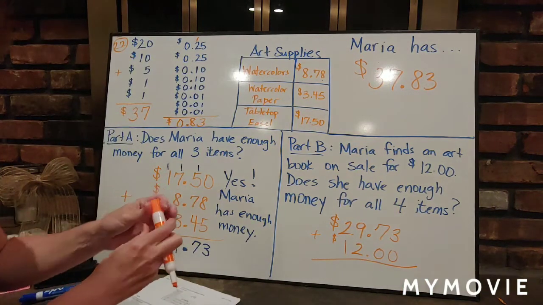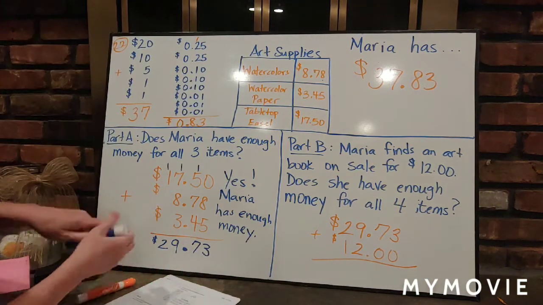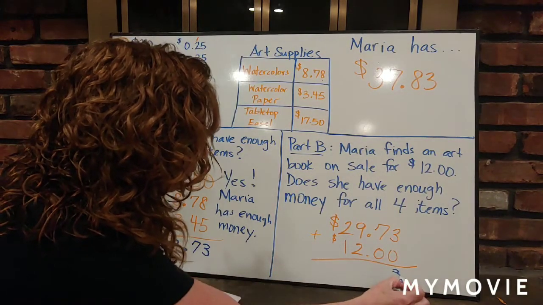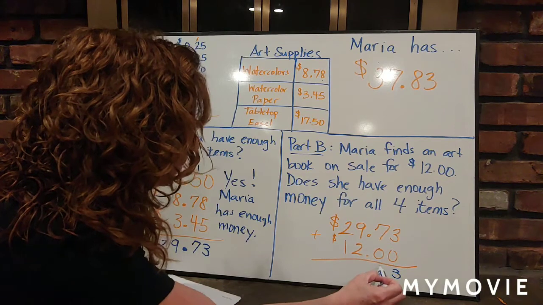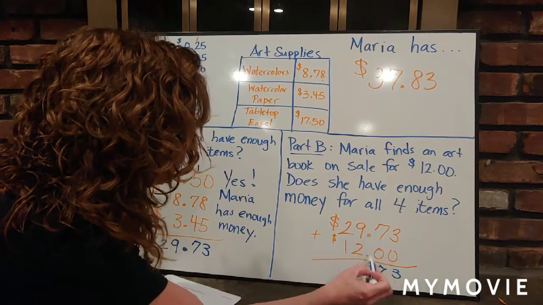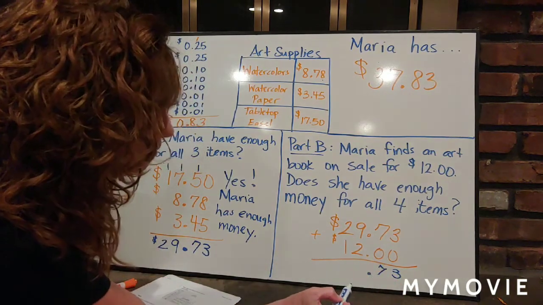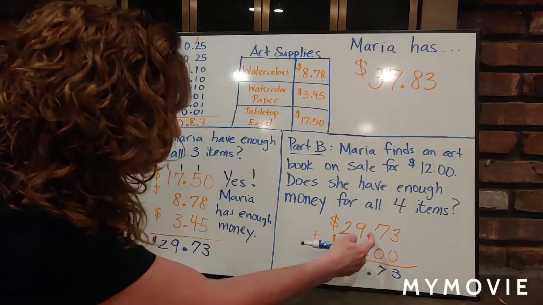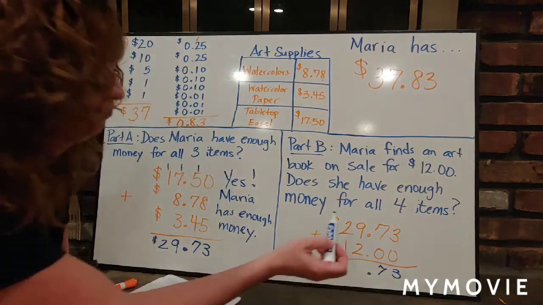Alrighty, so let's add it up. I'm going to change my marker so we can see it a bit more clearly. 3 plus 0 is 3. 7 plus 0 is 7. Put your decimal point straight down. Keep it in line. Whenever you're adding up decimals, you have to keep those decimal points in line.